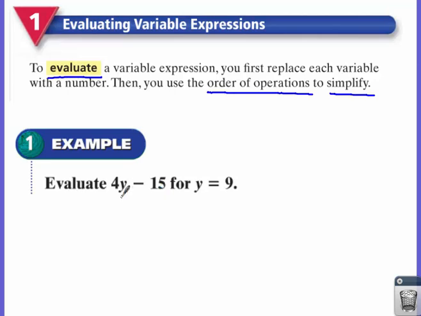Okay, so now we're going to take this 4y minus 15 and I'm going to plug this 9 in for the y. So this becomes 4 times 9 and then minus 15. So now we do our math according to order of operations.